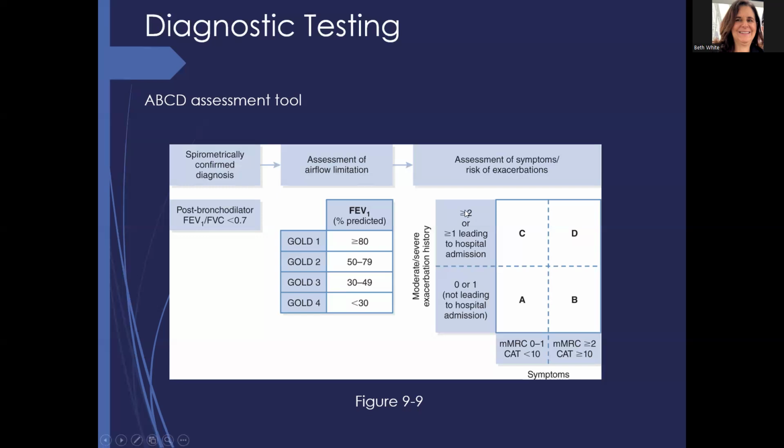So if you have had greater than or equal to 2 exacerbations, or greater than 1 leading to a hospital admission, and your CAT score is less than 10, you're going to be in box C. If you've had 0 or 1 exacerbations, none of them leading to admissions, you're going to be in box A. If you've had 2 or more exacerbations and any admissions, and your CAT score is above 10, okay, so that means you perceive that you're pretty short of breath, you're going to be in D. And if you've had no admissions or no exacerbations and your CAT score is above 10, you're going to be in B. So it takes all of these into account to look at the severity of the patient's disease.